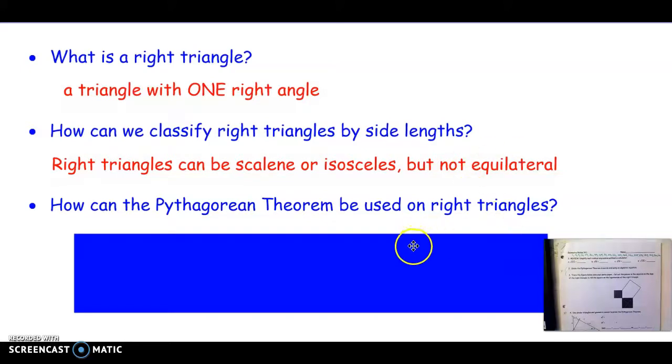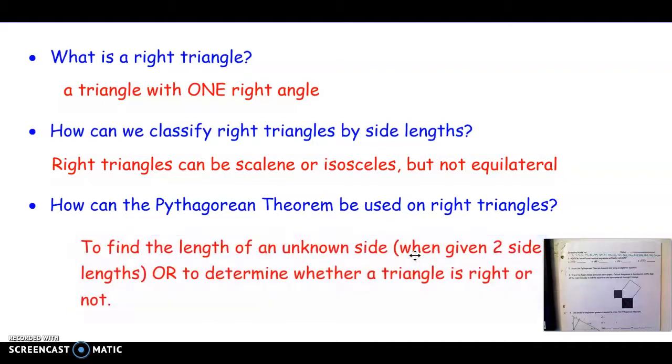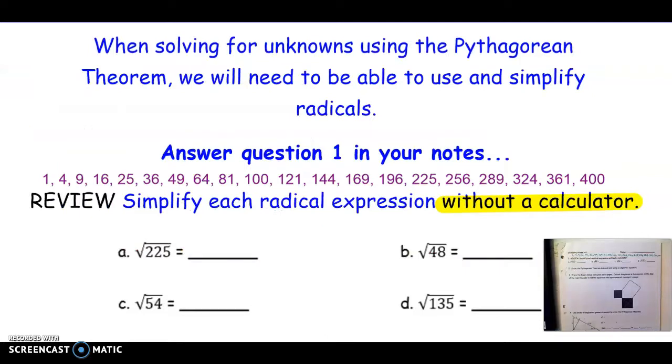So how can the Pythagorean theorem be used on right triangles? Well, it can be used if you know two side lengths to determine the third side length, or if you are trying to figure out whether three lengths can be a right triangle or not. So those are the two ways that we're going to be looking at it today.